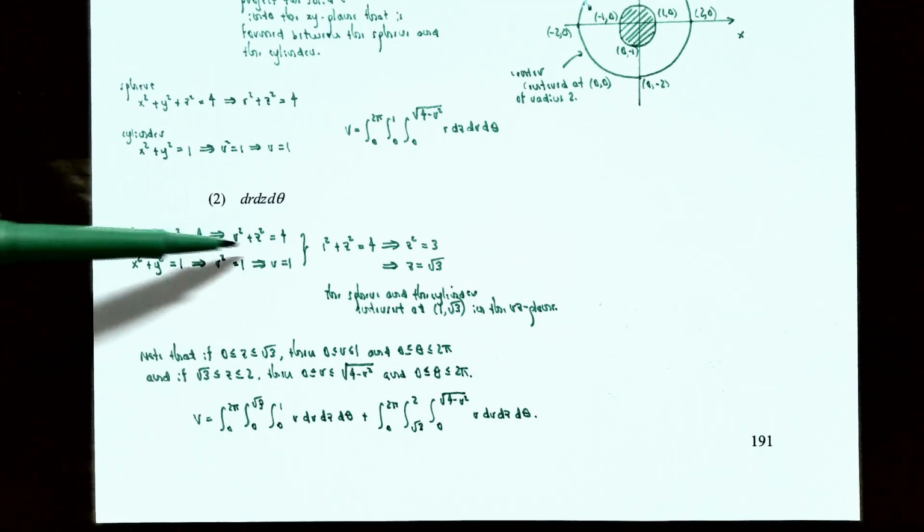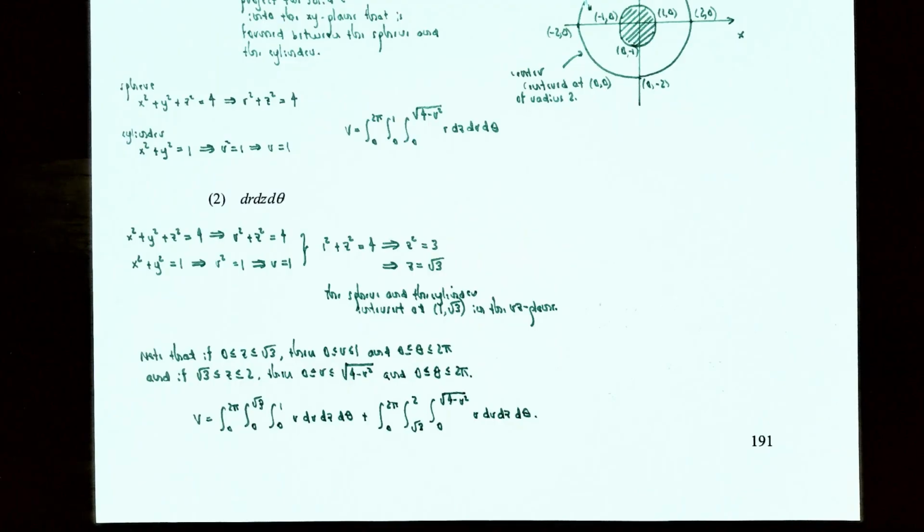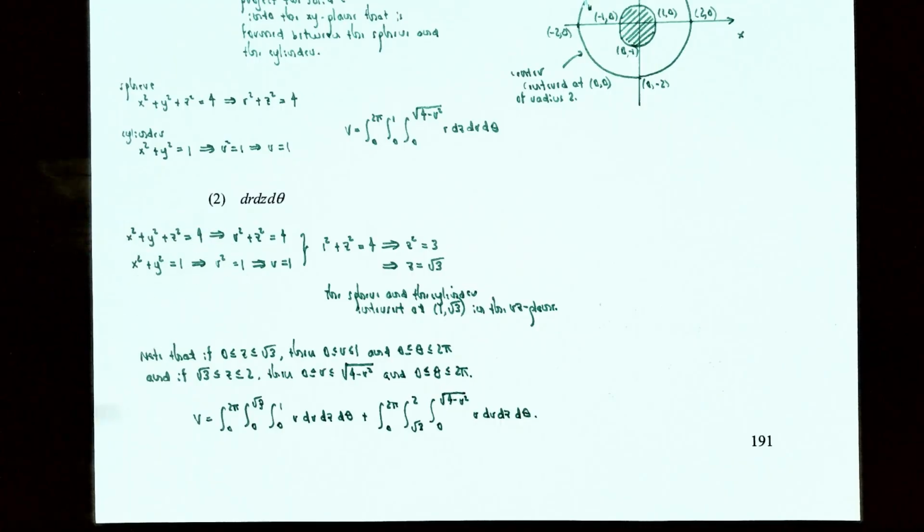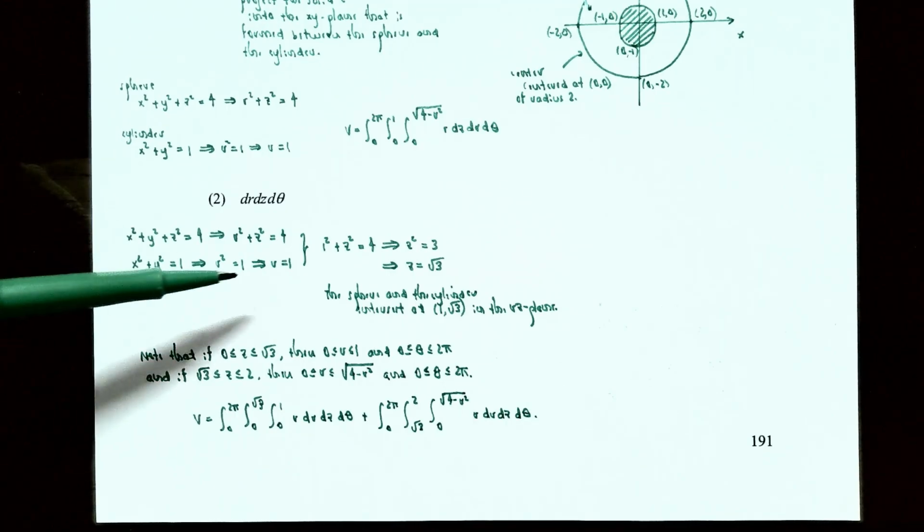Well, this equation is not solved for r or z. You want to have the surfaces in terms of functions of z and theta. So you need to take the first equation and solve for r. That will give you r equals square root of 4 minus z squared. And then the cylinder, x squared plus y squared equals 1 becomes r equals 1.